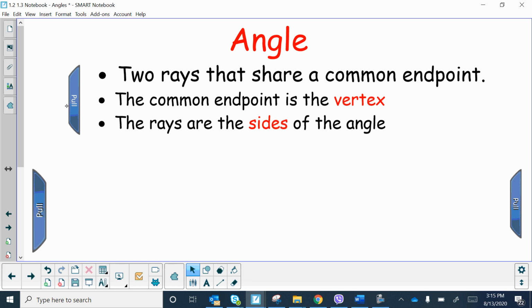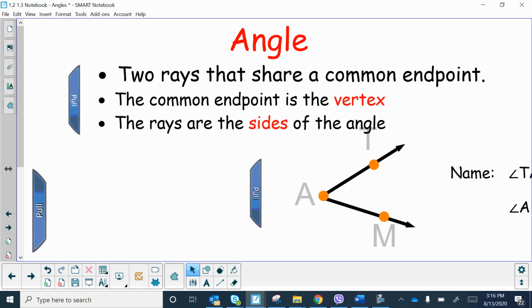So it's made up of two rays. So in our last lesson, you learned what a ray was. So imagine two of those, two rays, and they're going to share that common endpoint. The common endpoint is going to be called a vertex. So you'll hear the word vertex come up, and the rays are going to be represented as the sides.